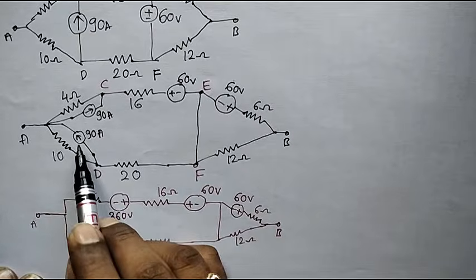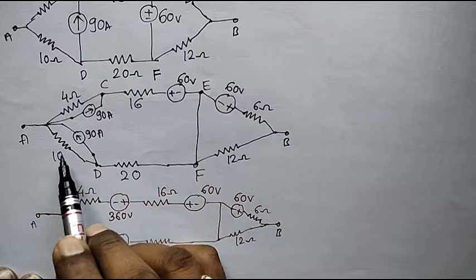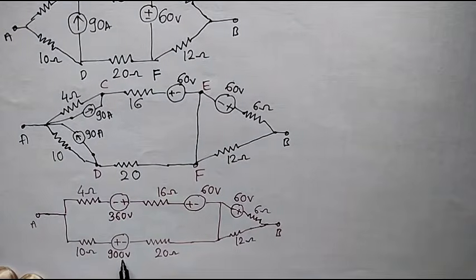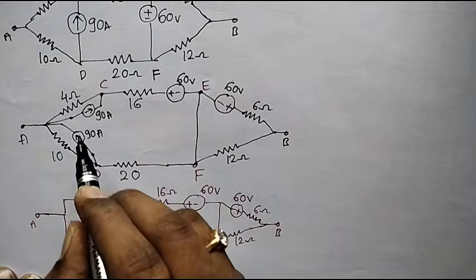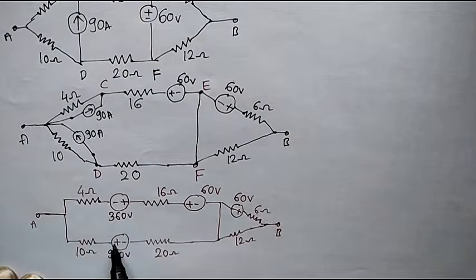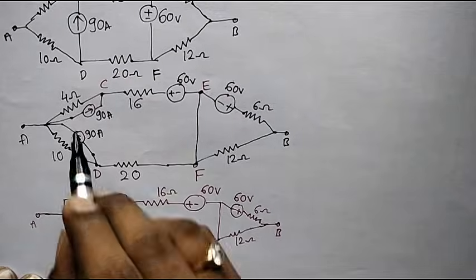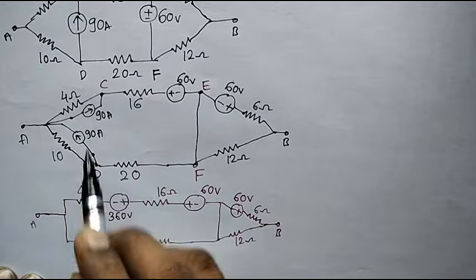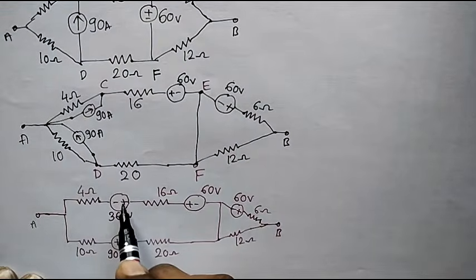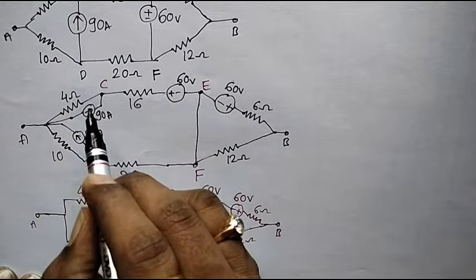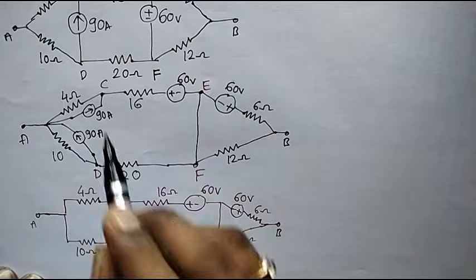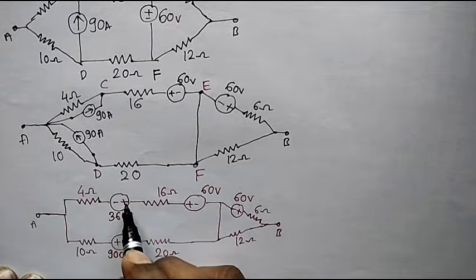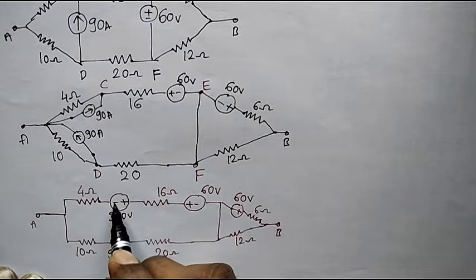We know that V equals IR. V is 90, R is 10, that is 900 volts. The direction of the voltage source is plus minus because the direction of current is D to A. So towards A positive polarity, towards this side negative polarity. Similarly, applying source transformation to this part, we get a 4 ohm resistor in series with a voltage source. The magnitude is 90 into 4, that is 360. The polarity is, this is plus, this is minus.